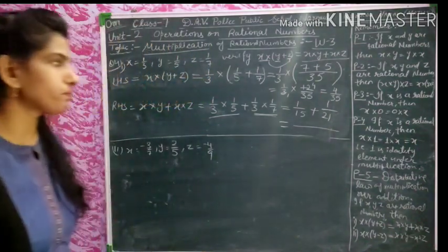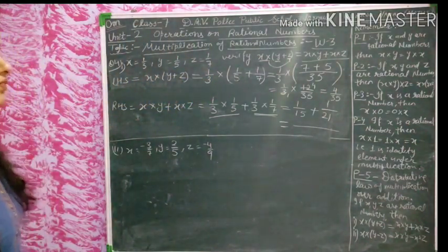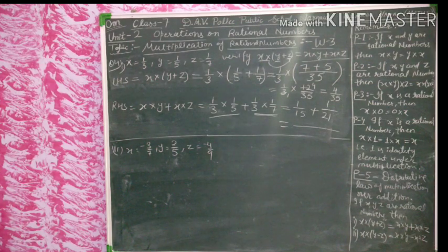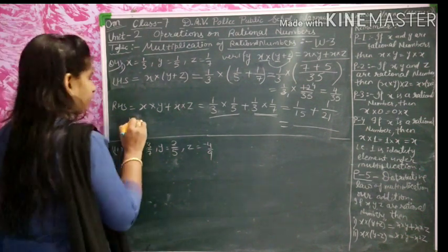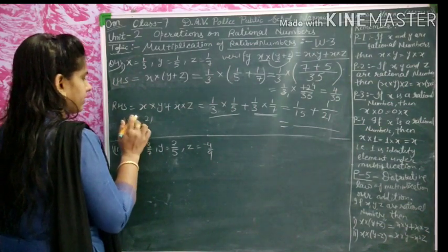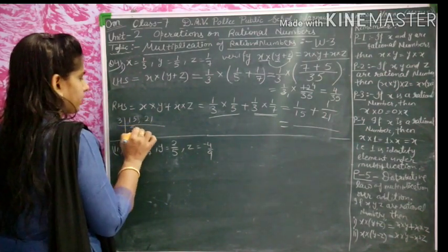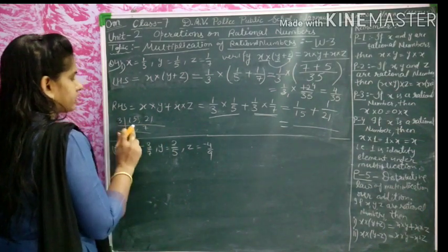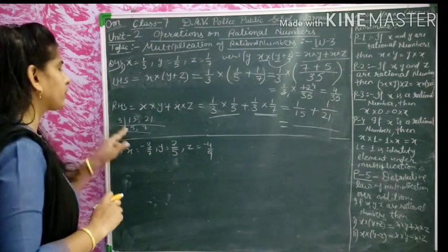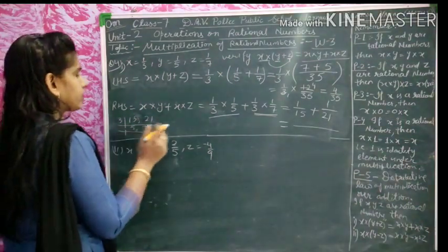We are taking here the LCM. Now what will be the LCM here? We are taking the LCM of 15 and 21. We will get 3 fives are 15, 3 sevens are 21, and 3 fives are 15.